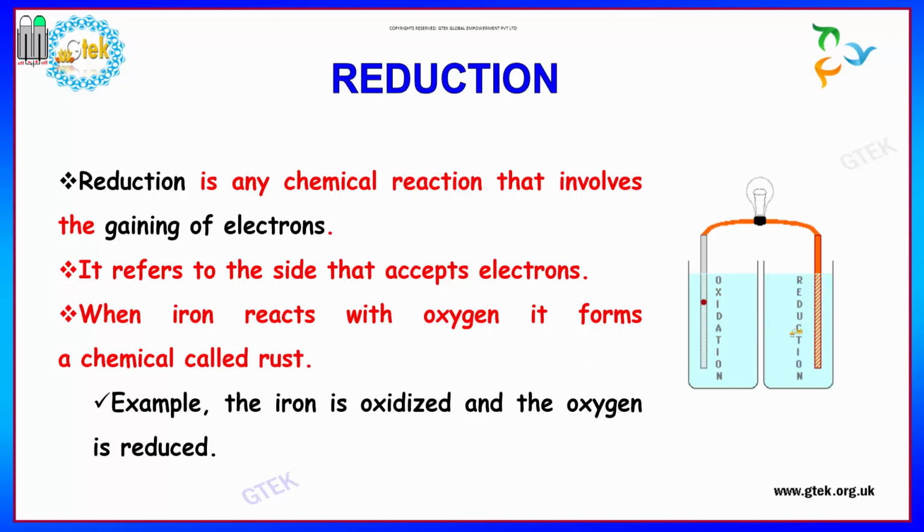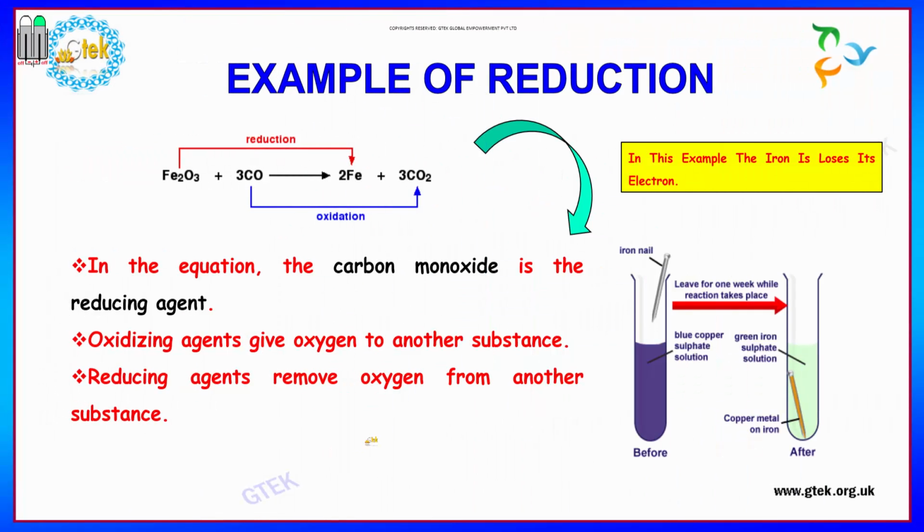If we talk about reduction, any reaction that gains electrons is called reduction. It refers to the site that accepts electrons. The iron is oxidized and the oxygen is reduced. When iron reacts with oxygen, it forms a chemical called rust. The iron is oxidized and the oxygen is reduced.